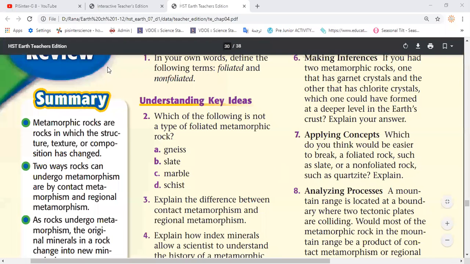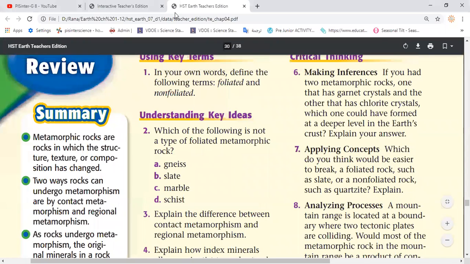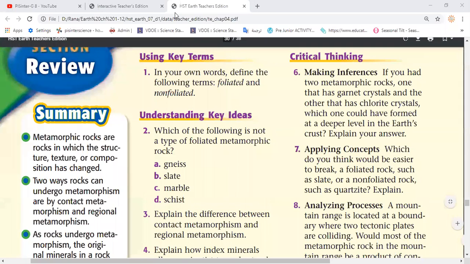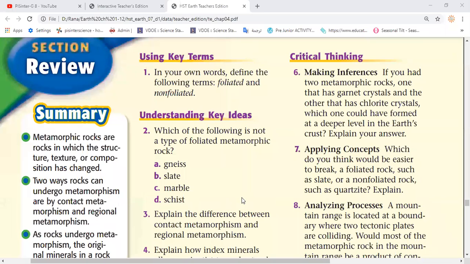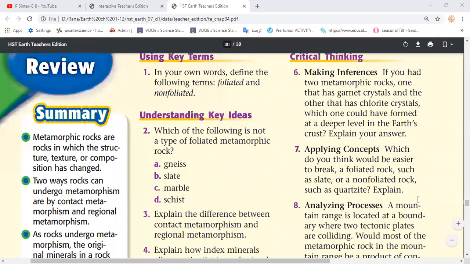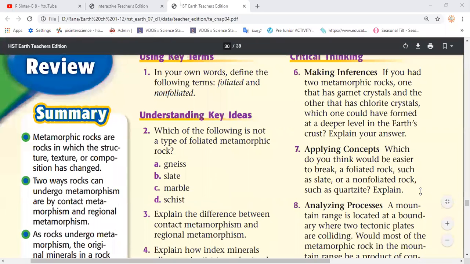So the first question: in your own words, define the following terms: foliated and non-foliated. So who can answer this question? If you know the answer, just raise your hand. I'm gonna pick. Yes, Reem. Foliated metamorphic rock consists of minerals that are arranged into planes or bands. They are flat minerals. Non-foliated, they don't arrange in patterns.